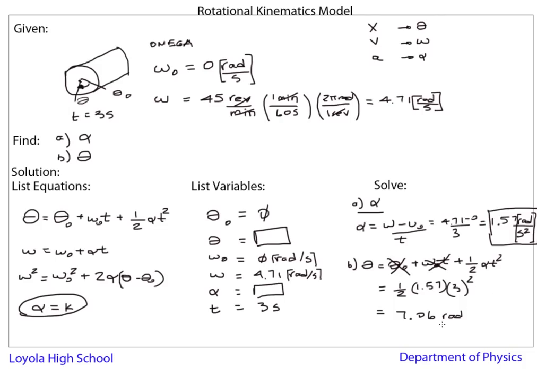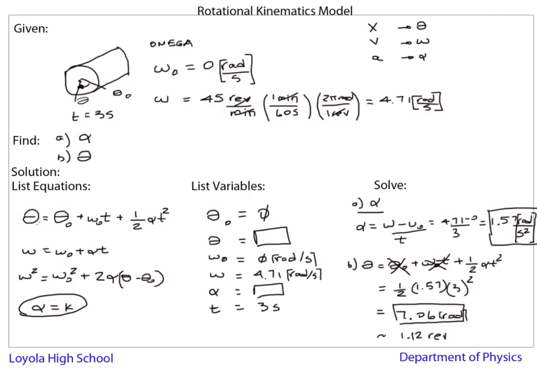And roughly, if you want to speak of revolutions, this is the final answer. But in terms of revolutions, we can maybe get a little better handle on this. 7.06 radians, if you do the 2 pi conversion, is about 1.12 revolutions. So in a 3-second time frame, it'll go 1.1 revolutions, and it'll go from 0 to 4.71 radians per second. So we can apply the kinematics model directly to this.